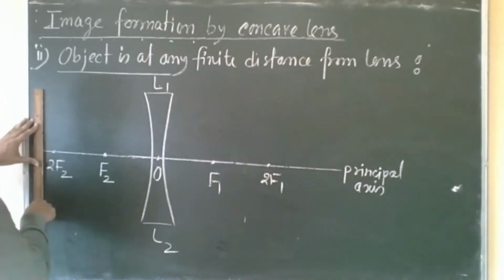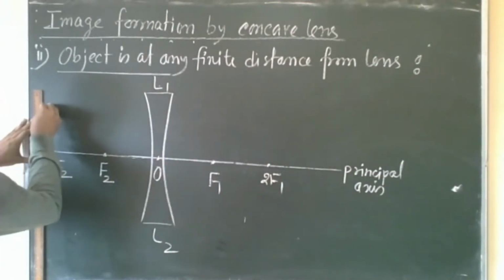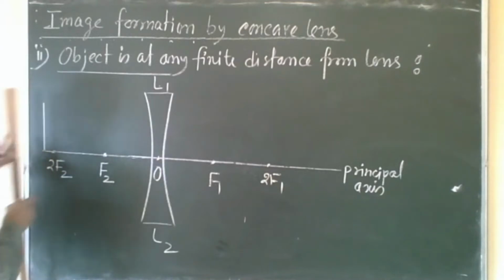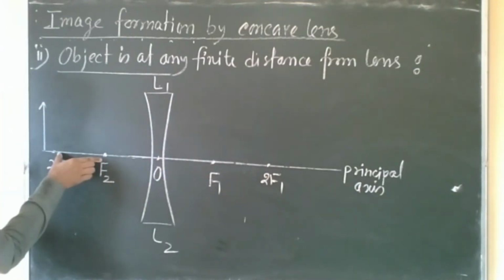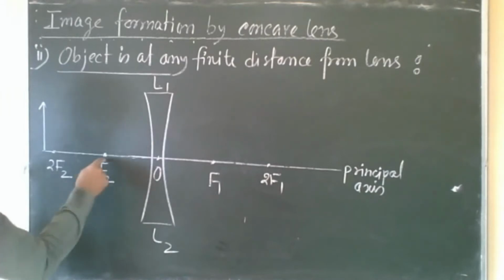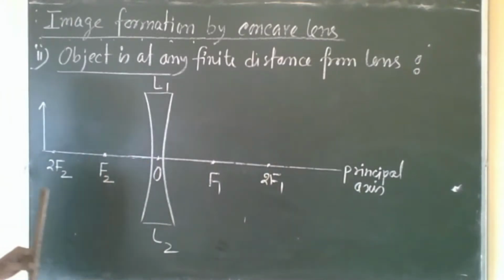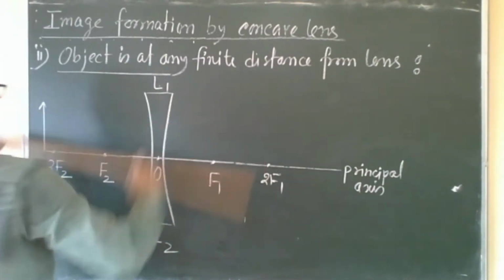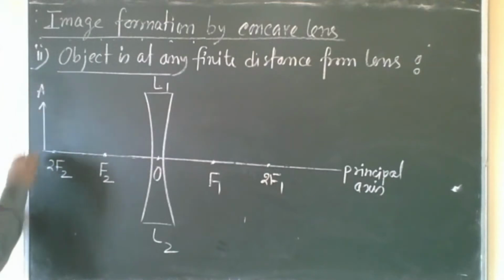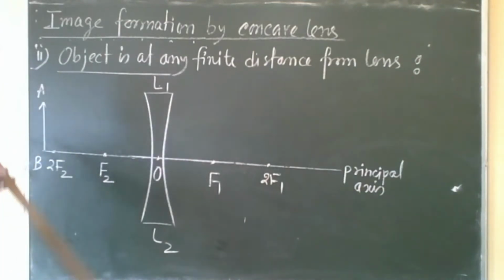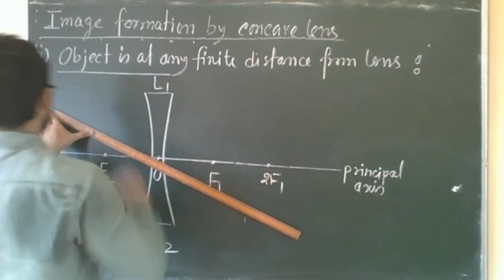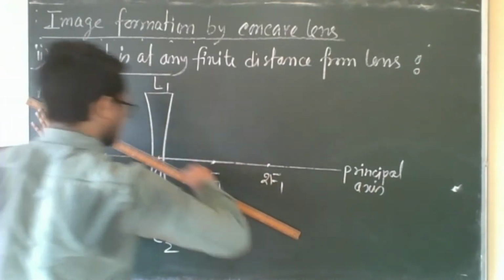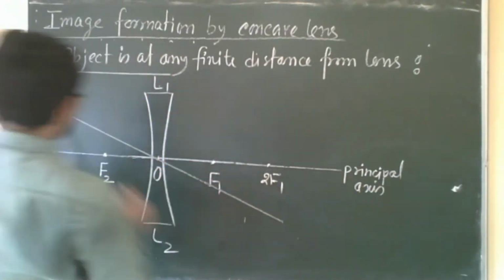So if I follow your book, the object is kept here. You can check the image. If you keep the object between F2 and 2F2, or between the optical center and F2, there will be no problem. Give the object the name AB. Now we'll take two rays: one ray through the optical center, which goes undeviated.